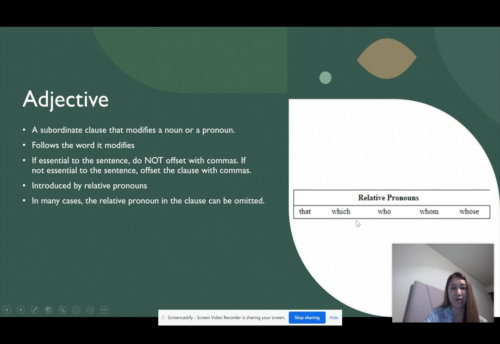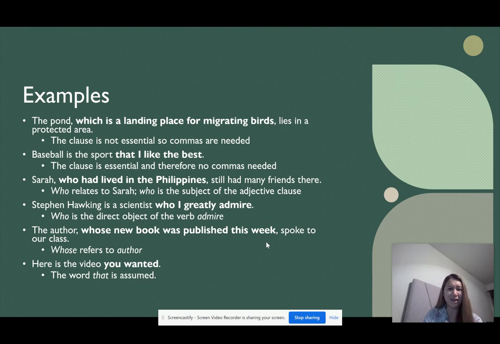What are the relative pronouns? We have them here: that, which, who, whom, and whose. In many cases, the relative pronoun in the clause can be omitted. In some cases you may not have them; you could get rid of them, and the meaning of the clause or the sentence will not change. Let's look at the following examples.